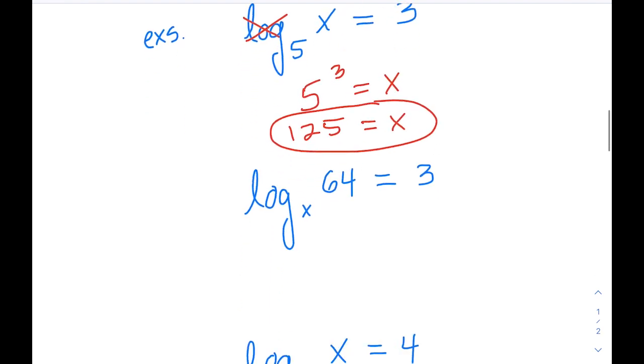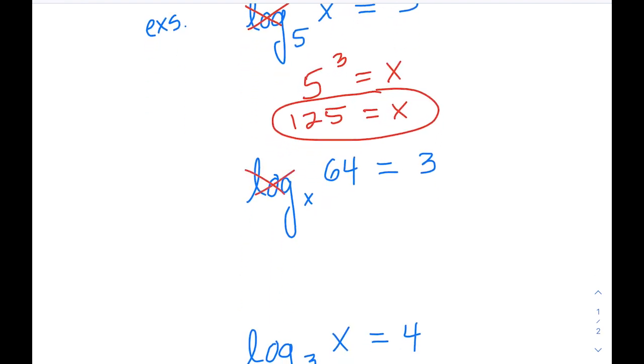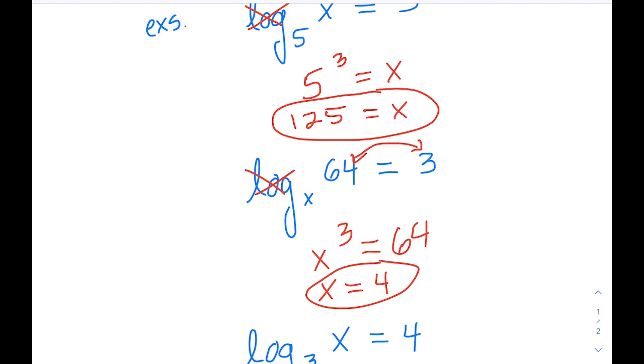Let's do that same process here on the second one. Cross, switch. So here we've got x to the third equals 64. And what number to the third power equals 64? That's going to be 4. So we would get x equals 4 for a numerical result there.